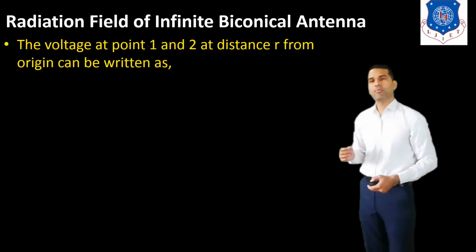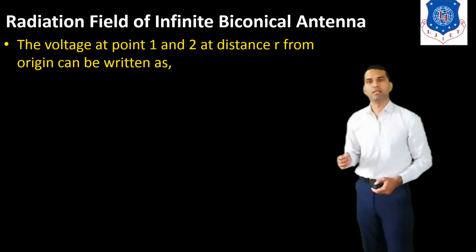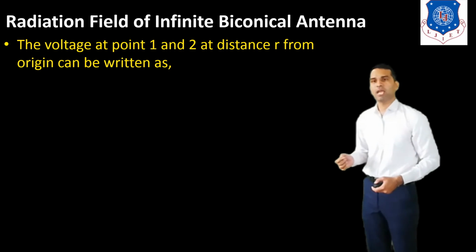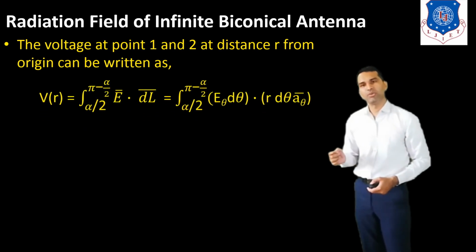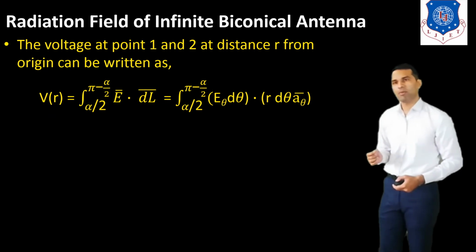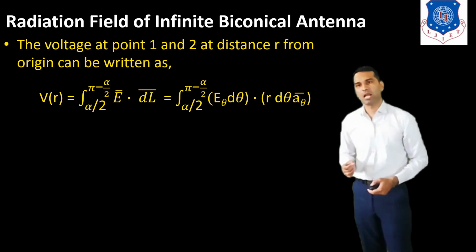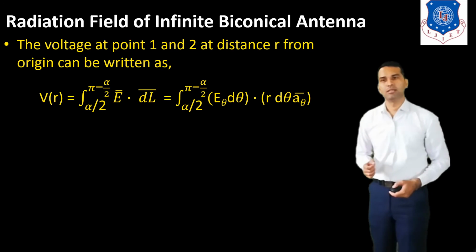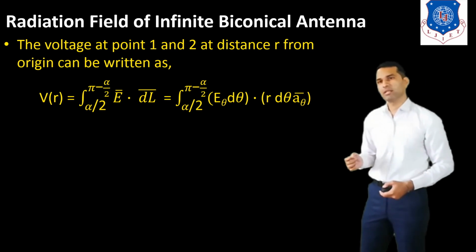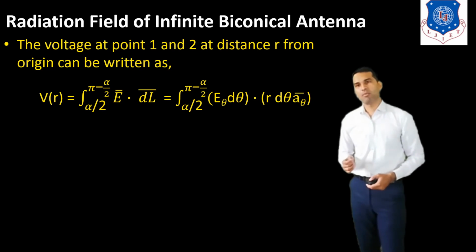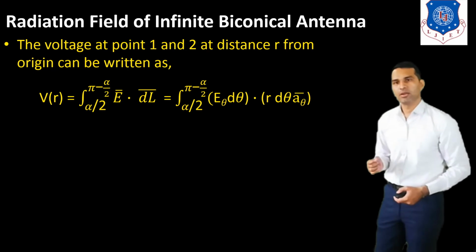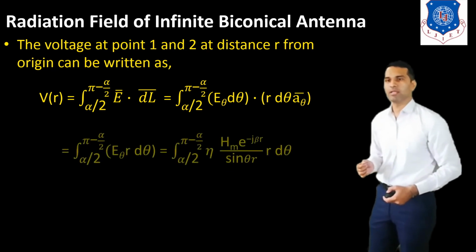The voltage at points 1 and 2 at the distance r from the origin can be written as V(r) equals the integration, with limits alpha by 2 to pi minus alpha by 2, of E dot dl. So when we put the values of E and dl, we can write the integration from alpha by 2 to pi minus alpha by 2 of E theta d theta dot r d theta a theta.